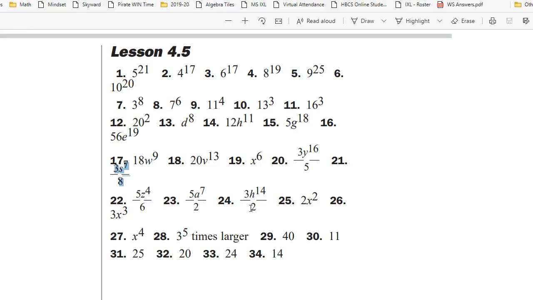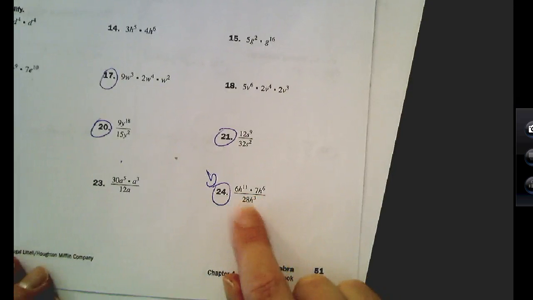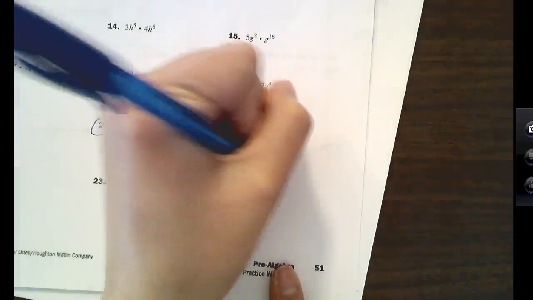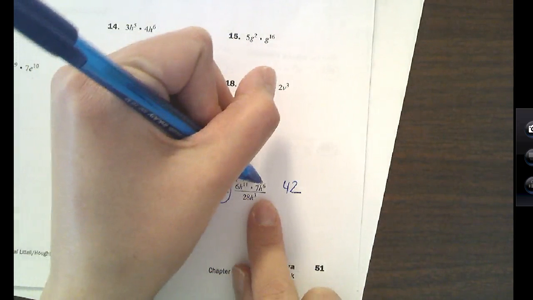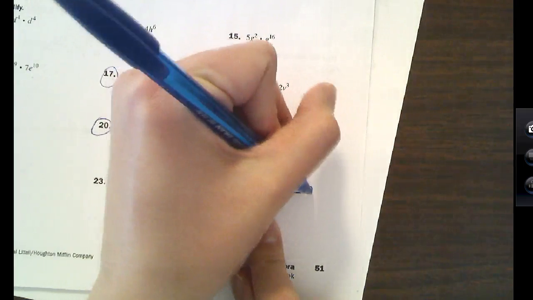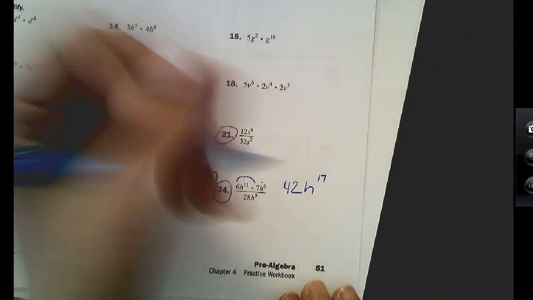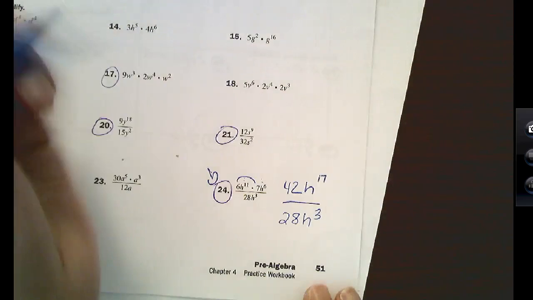So of those, raise your hand if you've got any questions. For question number 24, I'm noticing in my numerator I need to simplify. So I'm going to ignore the denominator for now. I'm going to multiply 6 times 7, and I get 42. And then h to the 11th power times h to the 6th power is going to be h to the 17th, because 11 plus 6 is 17. And then in my denominator, I still have that 28h to the 3rd power.